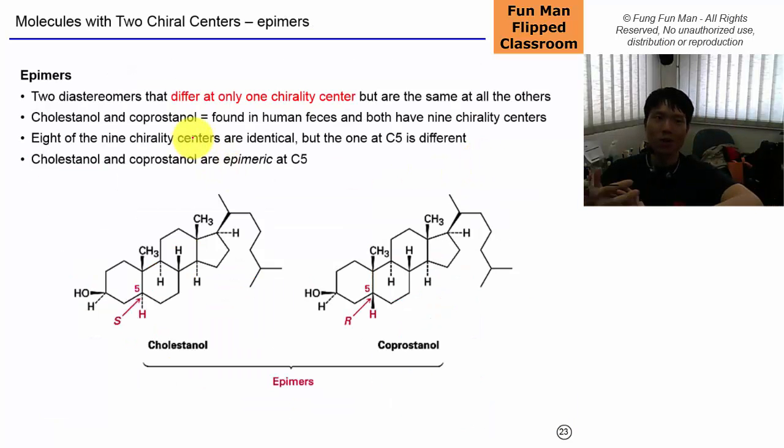Epimers, another term here. It just tells you that there are two diastereomers that differ only at one chiral center, and all the rest are the same. So for these two, cholestanol and coprostanol, they are epimers because all the chiral centers are the same configuration except for one of them, carbon 5.